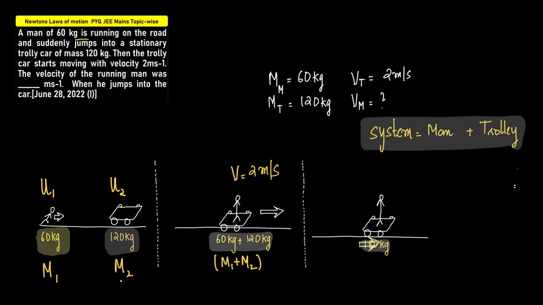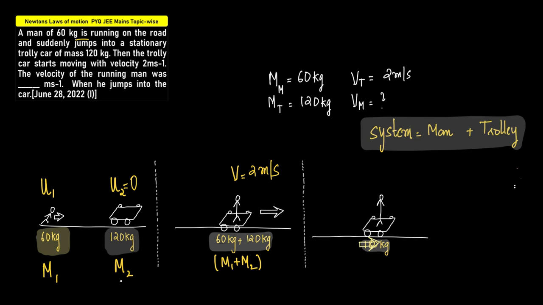A man of 60 kilogram is running on the road and suddenly jumps into the trolley. It's a stationary trolley car, which means its velocity is equal to 0. So a man jumps into this stationary trolley with the velocity he's running, and the trolley starts moving at the speed of 2 meter per second. Now when it starts to move, both the masses can be combined together and both of them will have the same velocity, that is 2 meter per second.